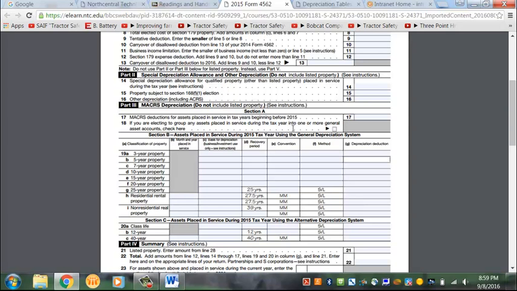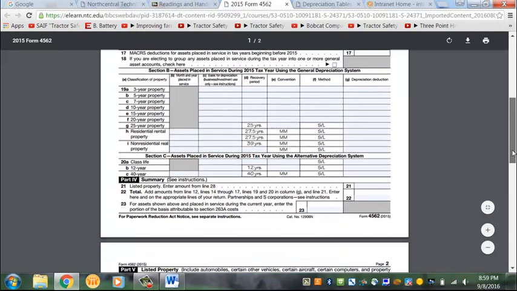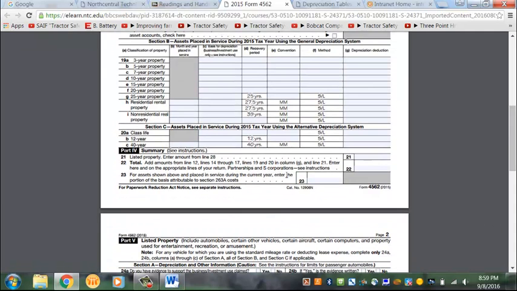Another item to note in this part is that this line 17 right here is for the assets that you're still taking depreciation on but have not been purchased in the 2015 year or in the current year. So if there was a 5-year asset that was purchased in 2013, the amount of that depreciation is going to be listed right here instead of down here because it's an older asset. Section 4 is the summary, so it's going to total everything that you're calculating in the other sections.